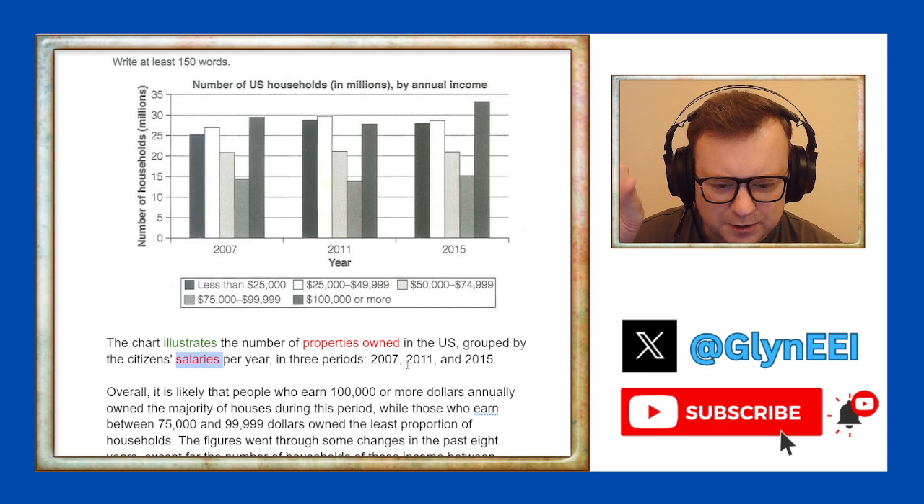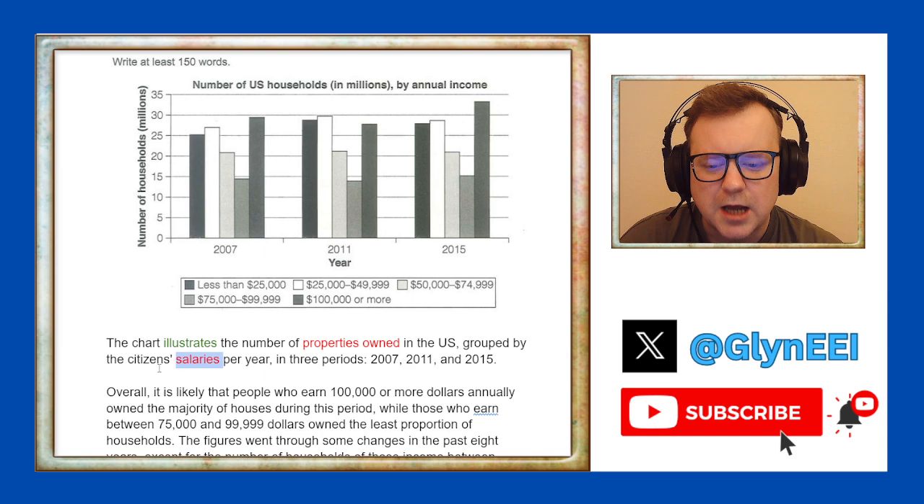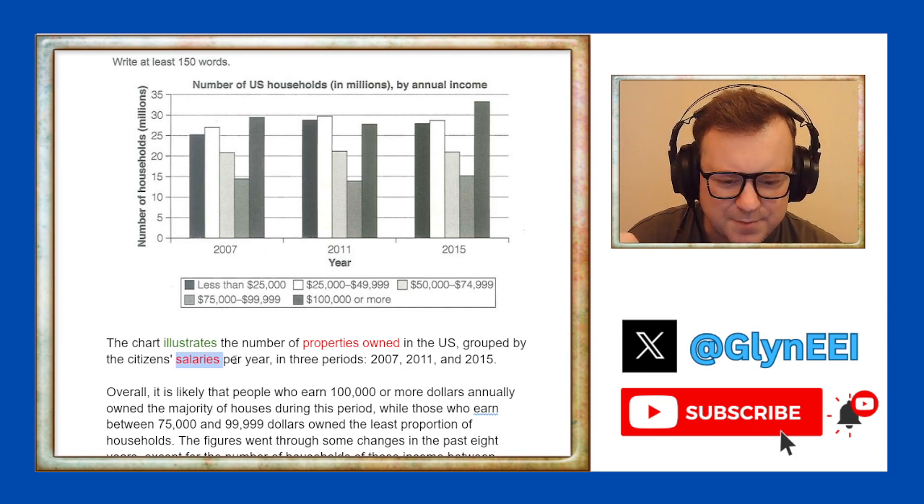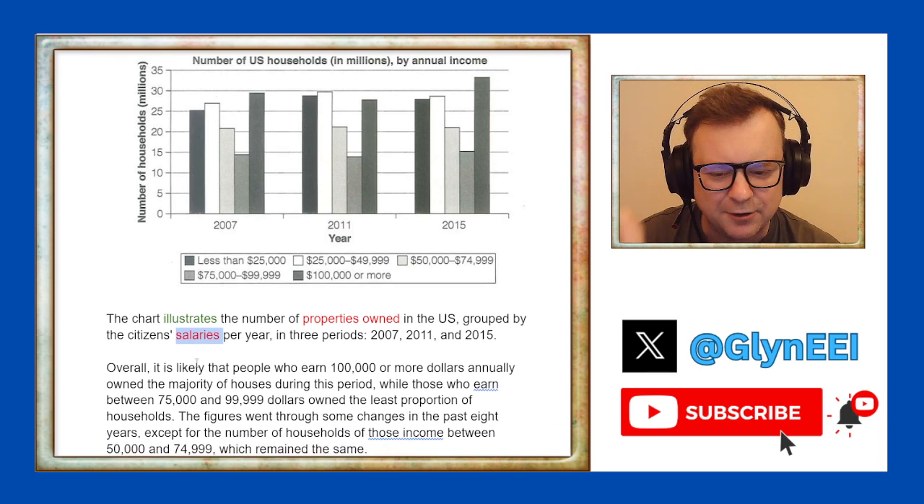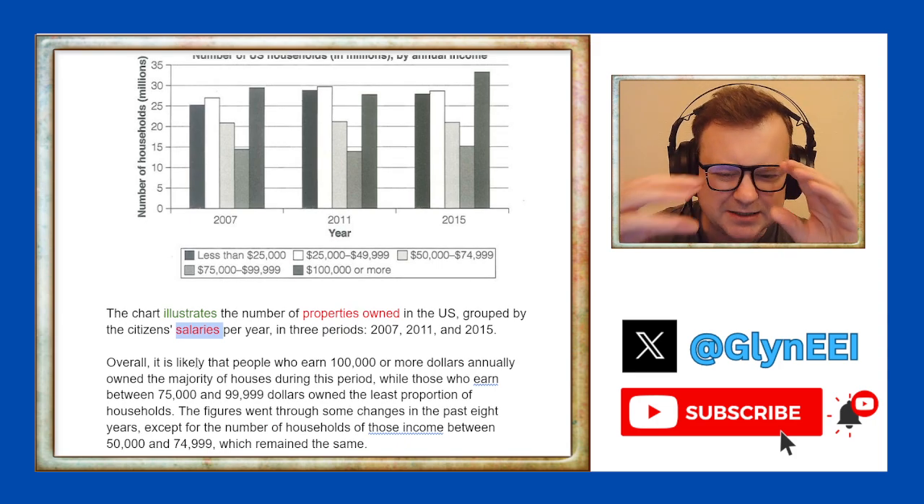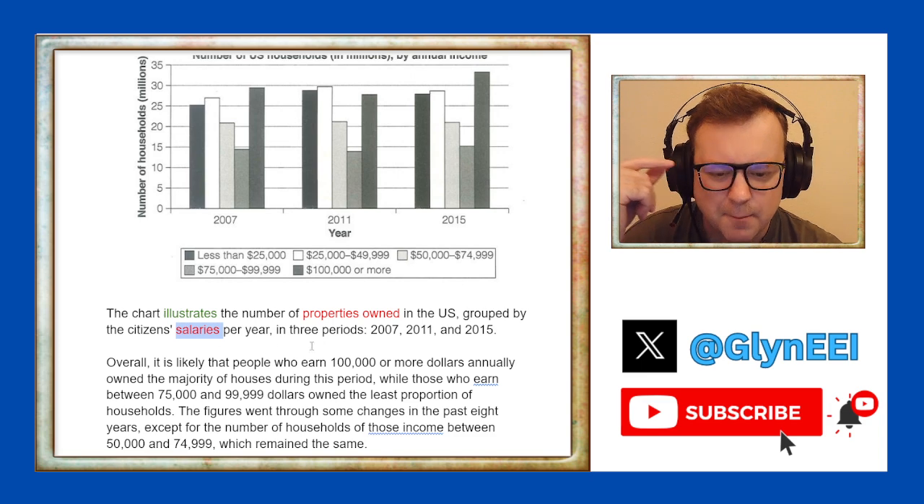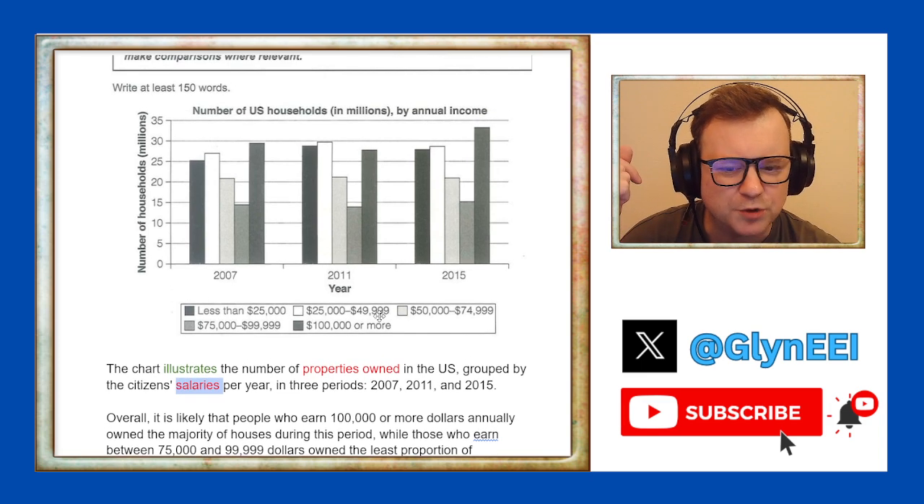In 3 periods, 2007, 2011, 2015. Okay, so they gave specific information about the years. Cool. They mentioned that they were grouped, but the candidate says that they were grouped by salaries. That's not true. They were grouped by their income. But it's kind of in the right place. But the biggest problem here is the number of properties owned. That isn't what this graph shows. This graph tells us nothing about properties owned.